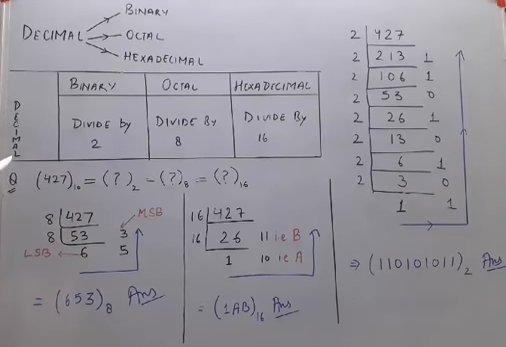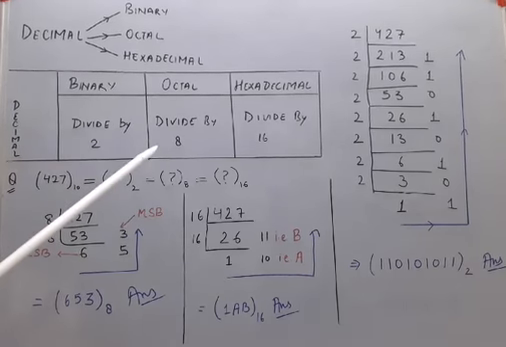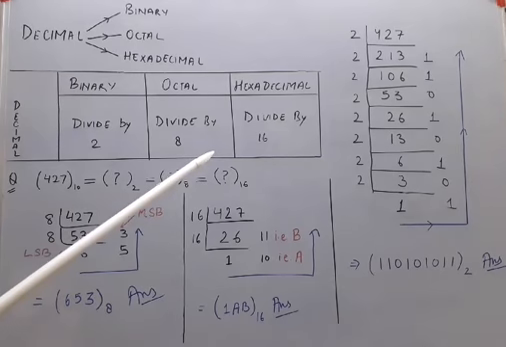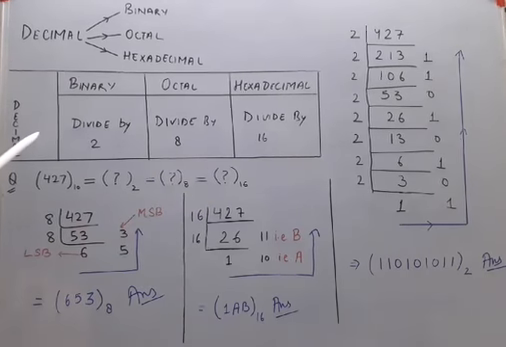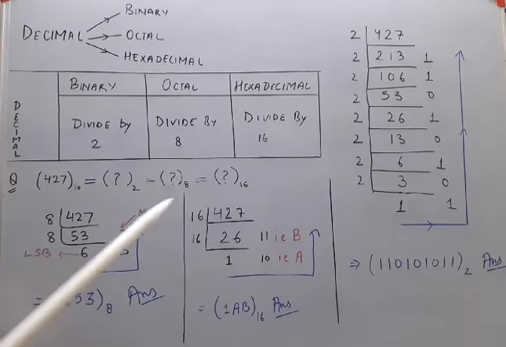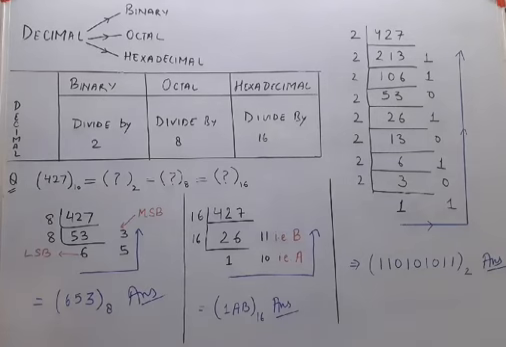And for converting decimal into octal, you have to keep on dividing by 8 and writing the remainders adjacent to it. And for converting decimal into hexadecimal, again you have to divide by 16. Now let us see it with the help of a question. Now suppose we have to convert this 427 of decimal into binary, octal and hexadecimal.